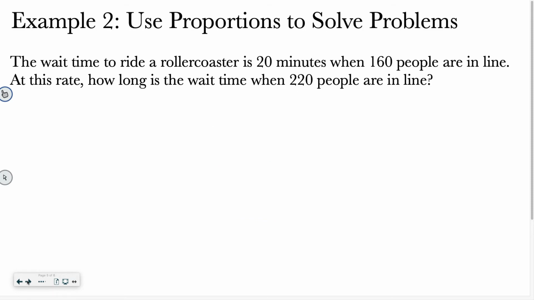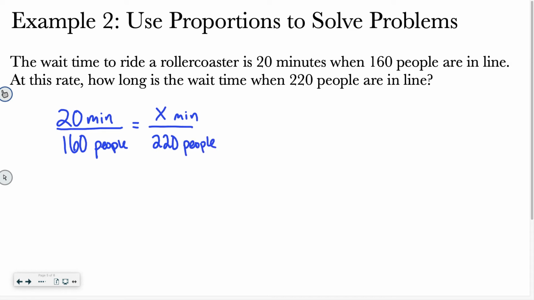All right, example 2. The wait time to ride a roller coaster is 20 minutes when 160 people are in line. At this rate, how long is the wait time when 220 people are in line? Okay, so you can set this up a couple of different ways. I have 20 minutes when there's 160 people, and I want to know how many minutes will it take when there are 220 people.